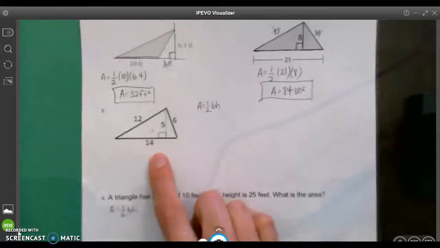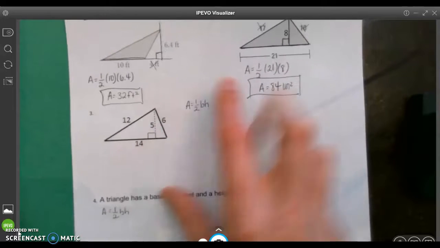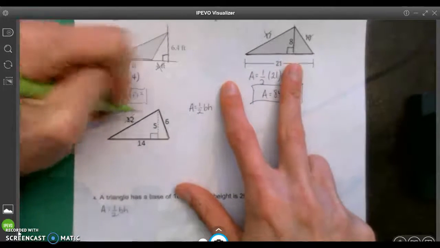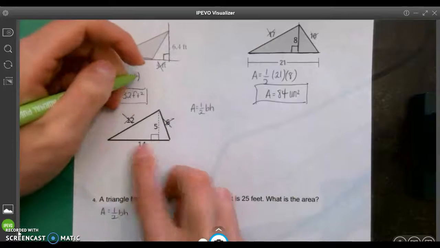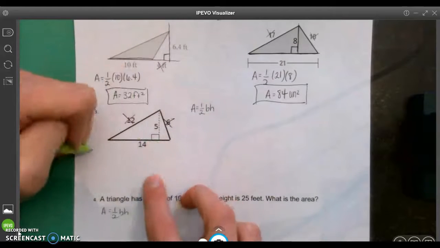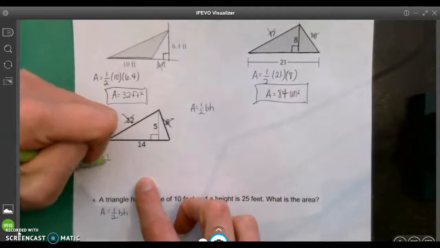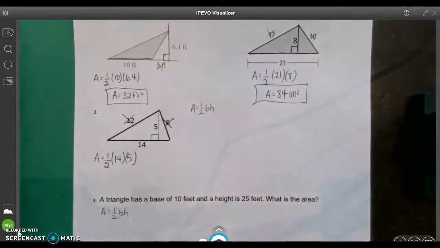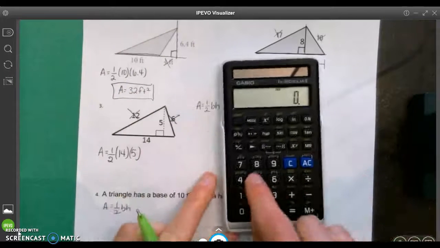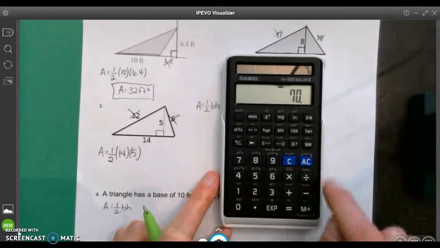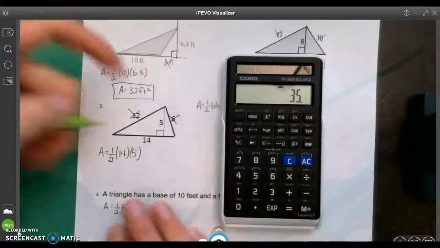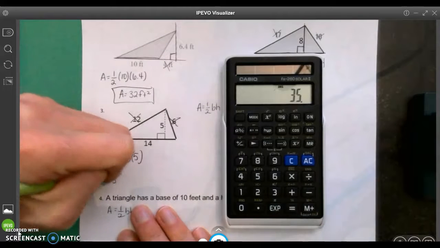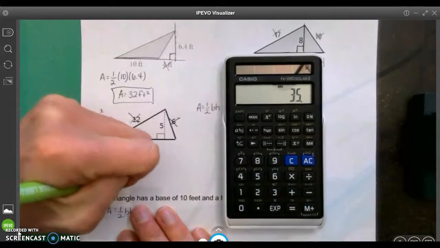We can do the same thing for number 3 because if we look, we have no units. It looks very similar to number 2. 12 and 16 are sides of the triangle. Our base and height are at this perpendicular. So area equals 1/2, the base is 14, the height is 5. I'll work backwards. I'll do 5 times 14 equals 70 divided by 2. The area is 35 units squared.